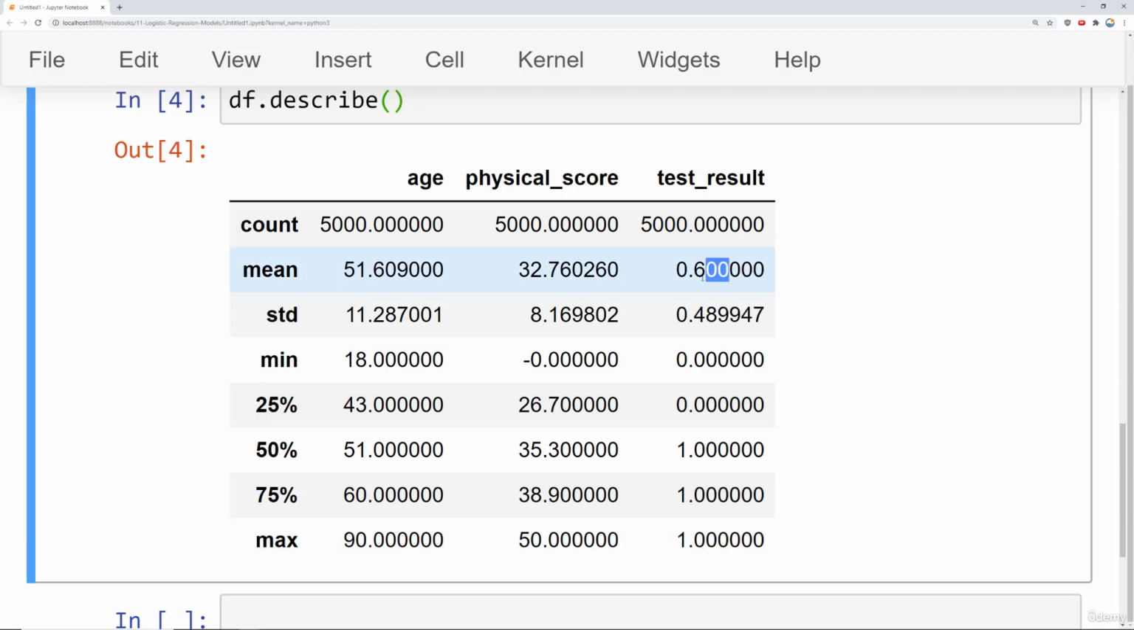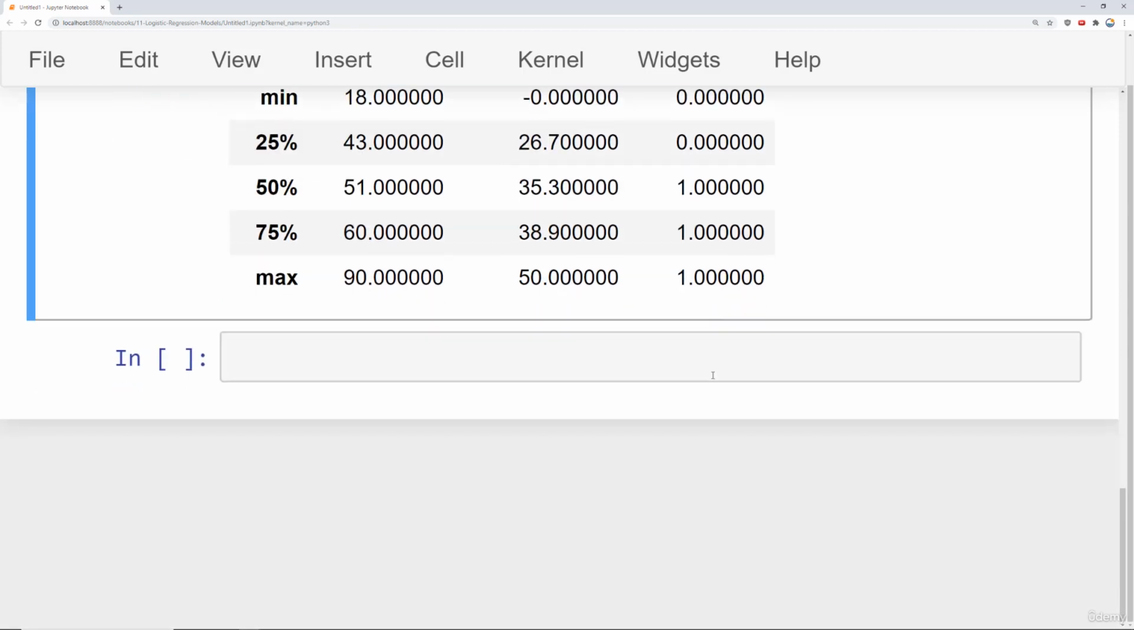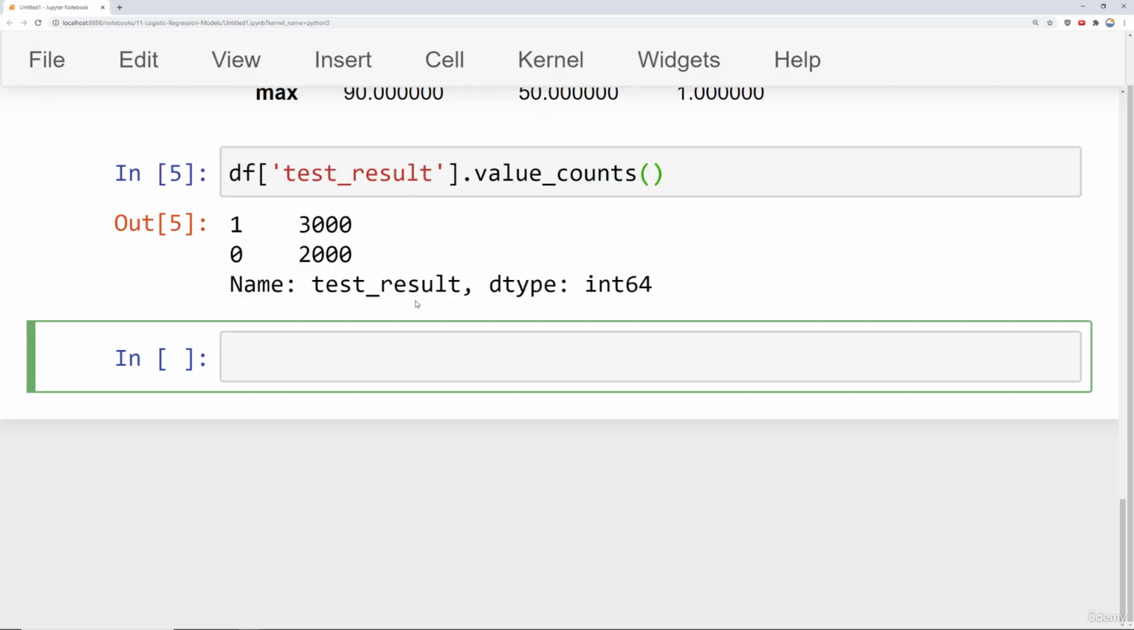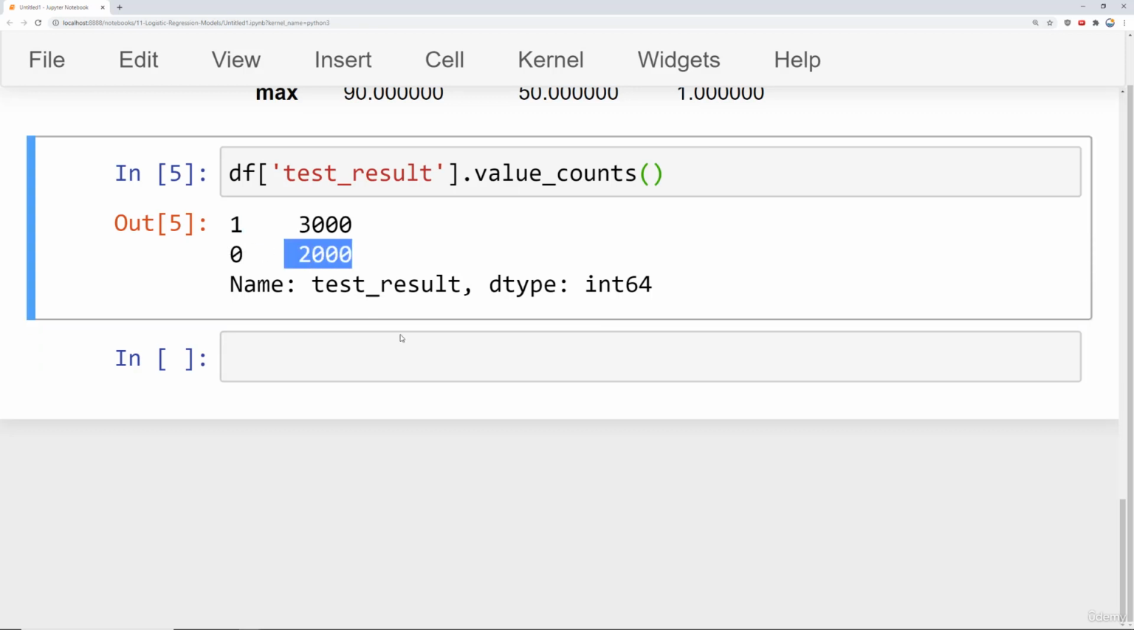And then these statistics for the test results are a little harder to interpret because they're just 0s and 1s. So really, we don't care about the mean or standard deviation too much. Instead, it's probably better just to get value counts for them. So let's go ahead and do that. I can say df test results column and get the value counts. So you run value counts, and this will tell you that there's 3,000 people that passed the test and 2,000 people that did not pass the test.